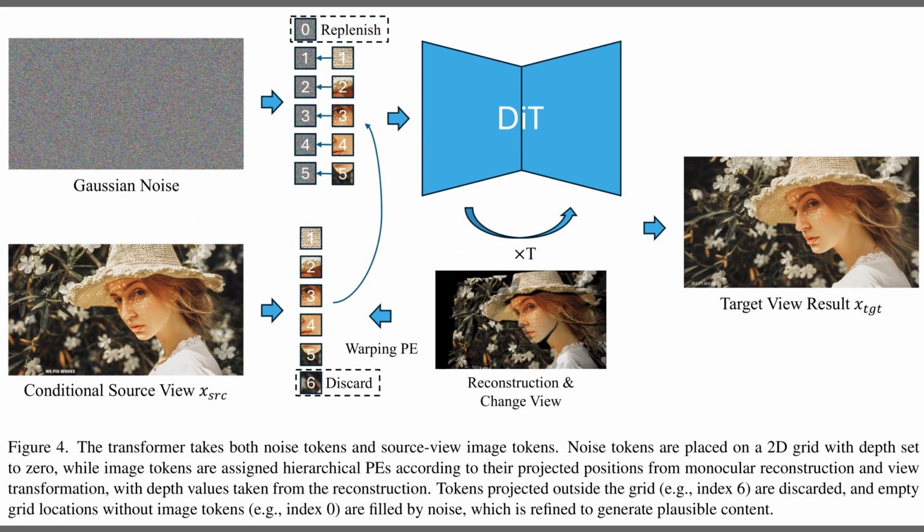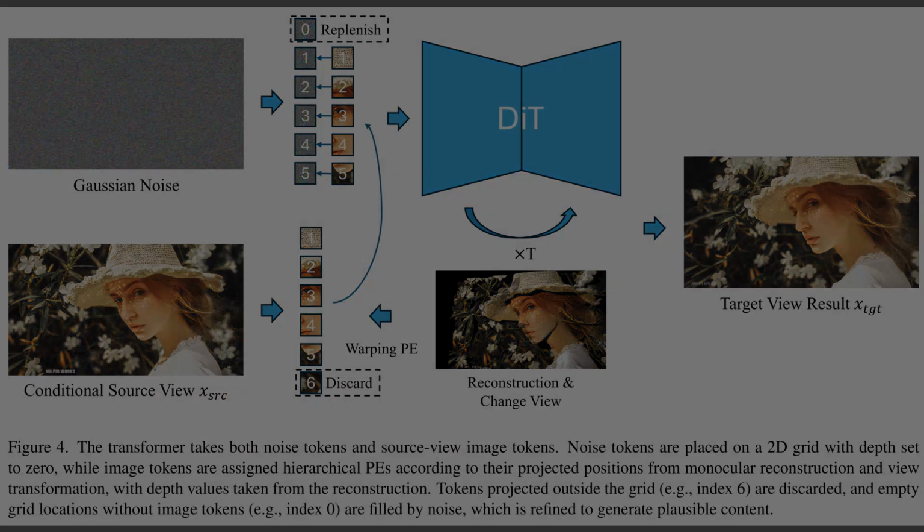Well, the previous figures showcased results, while Figure 4 explains the end-to-end pipeline that makes them possible. The left panel shows Gaussian noise arranged on a two-dimensional grid with depth set to 0. The bottom left panel provides the conditional source view that is reconstructed and reprojected, which warps positional encodings to new locations. The center block represents the transformer that iterates several steps, discarding out-of-bounds tokens and replenishing empty cells with noise. The right image is the target view, which preserves geometry because depth-aware and hierarchical encodings guide the refinement.